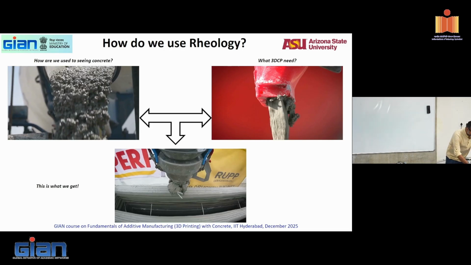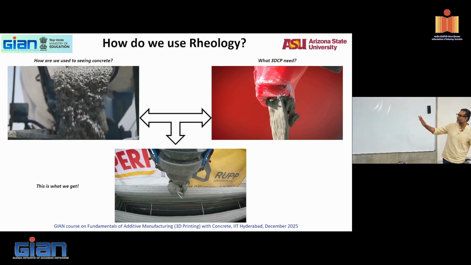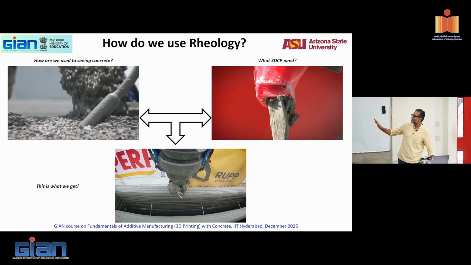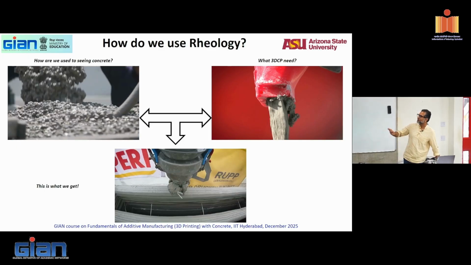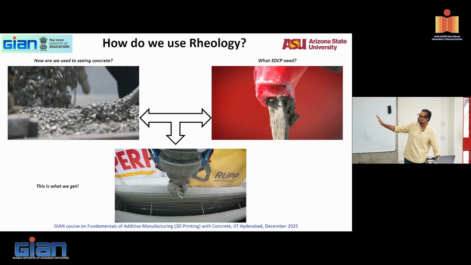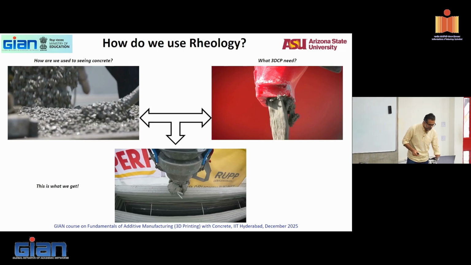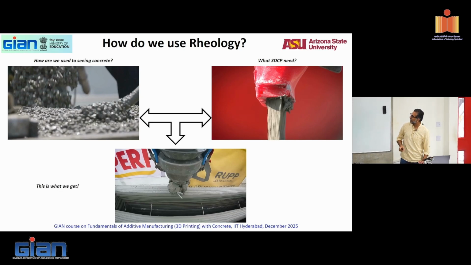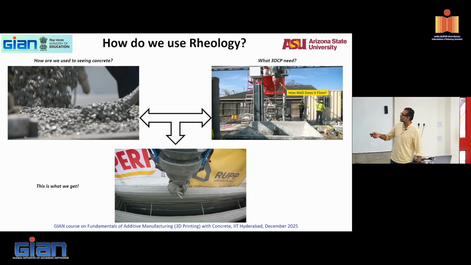So here is how you are used to seeing concrete generally, correct? That's what you're used to seeing concrete. You vibrate. That's your regular concrete. If something goes wrong, you can vibrate. You can take it off, put it back again. You can reconsolidate, revibrate. You can do all of that. But in 3D printing, what you need is, you need it to be extrudable. So this is extrusion.